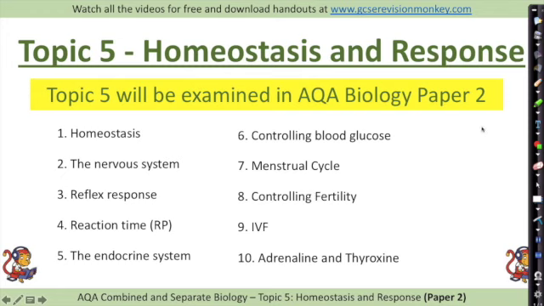The kind of topics that we'll first of all look at in topic 5 are all to do with homeostasis and response. So things like hormones and nerves, controlling fertility and the menstrual cycle.